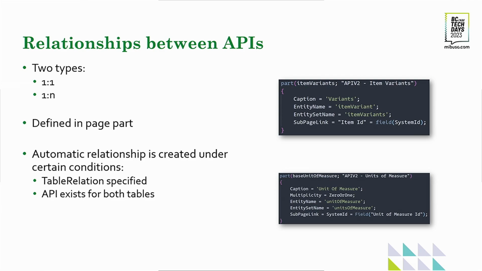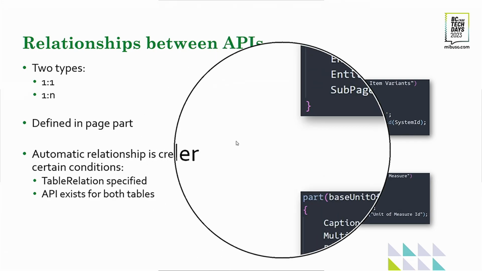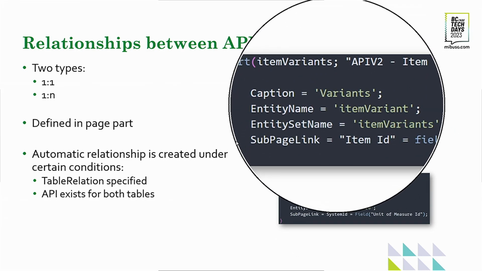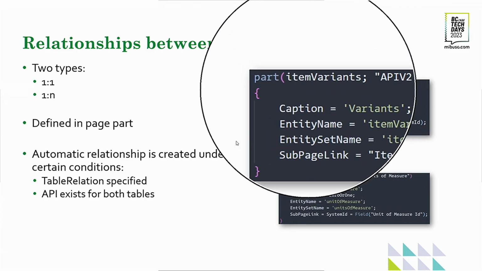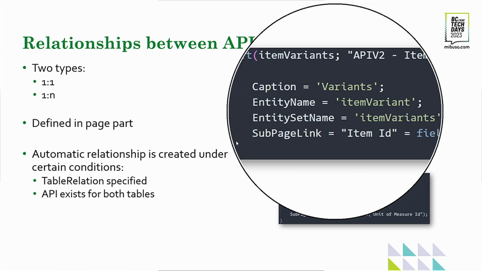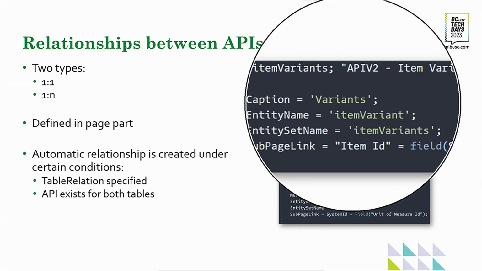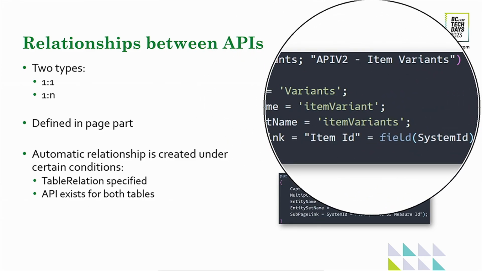Some magic, relationship between APIs. Well, if you have a relationship like header lines, or here as an example, item variants, where one item can have multiple variants, we define that as a part. Just the normal way how we do that with parts in a header line page. And you point to the other API page, which by the way does not have to be an API page. It can also be just a page of type list part.